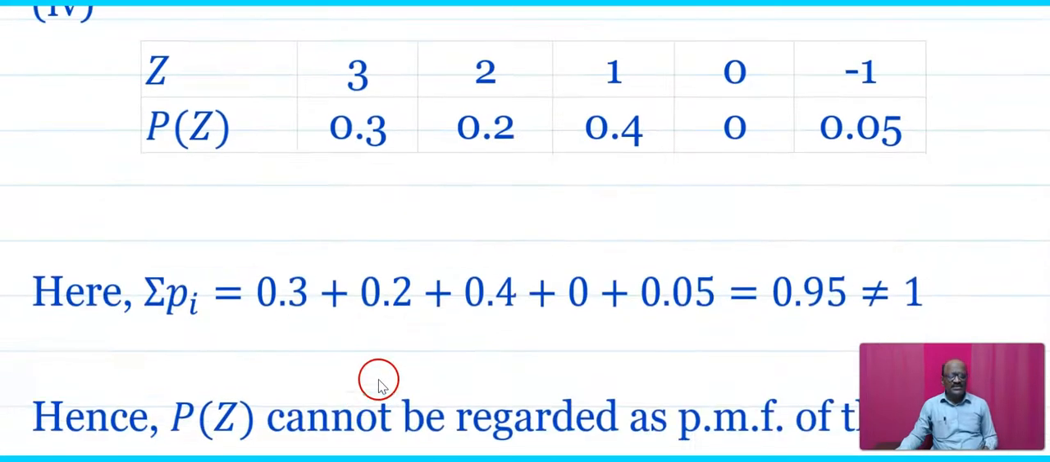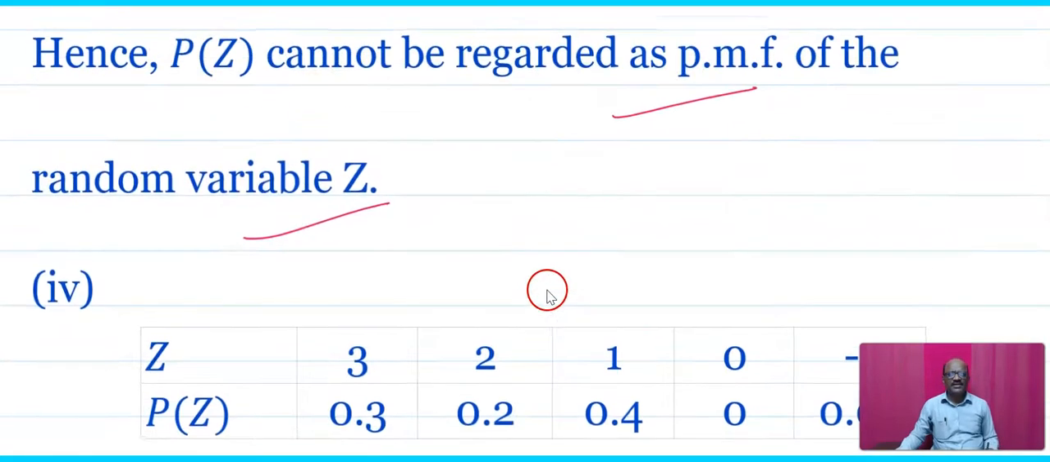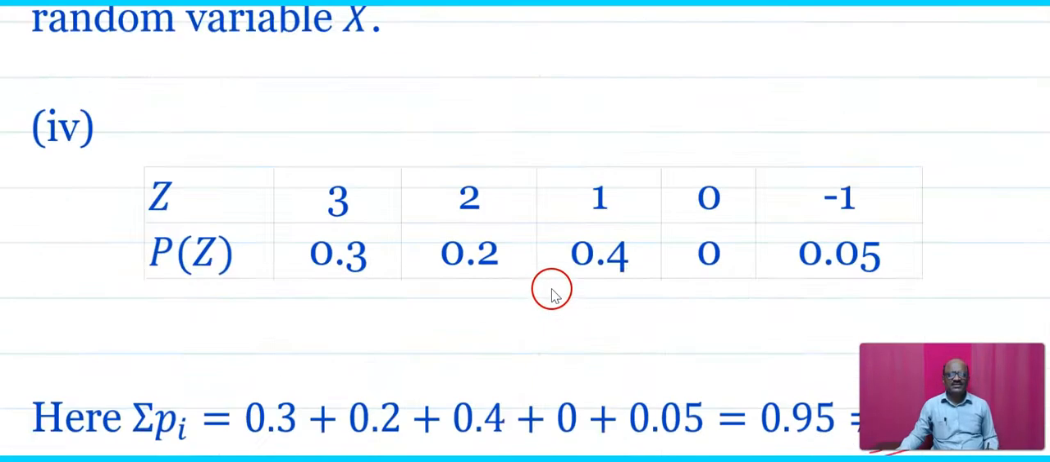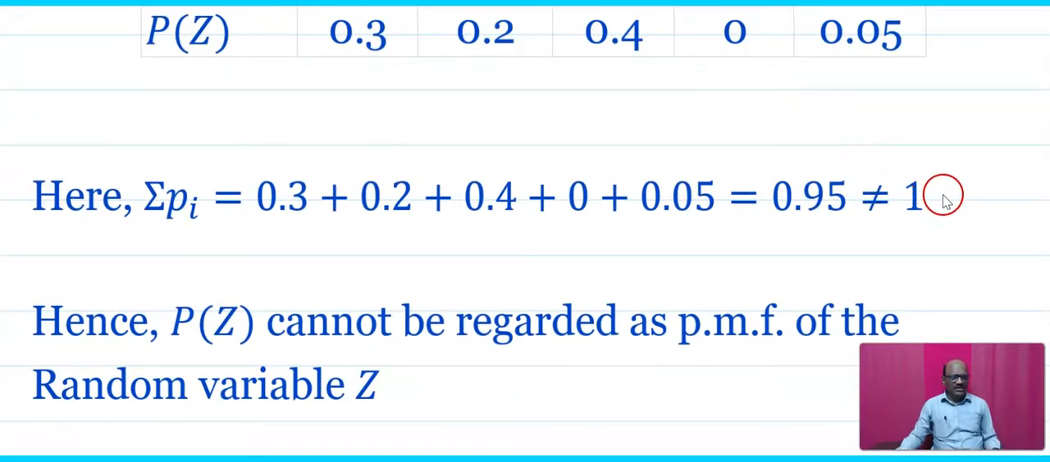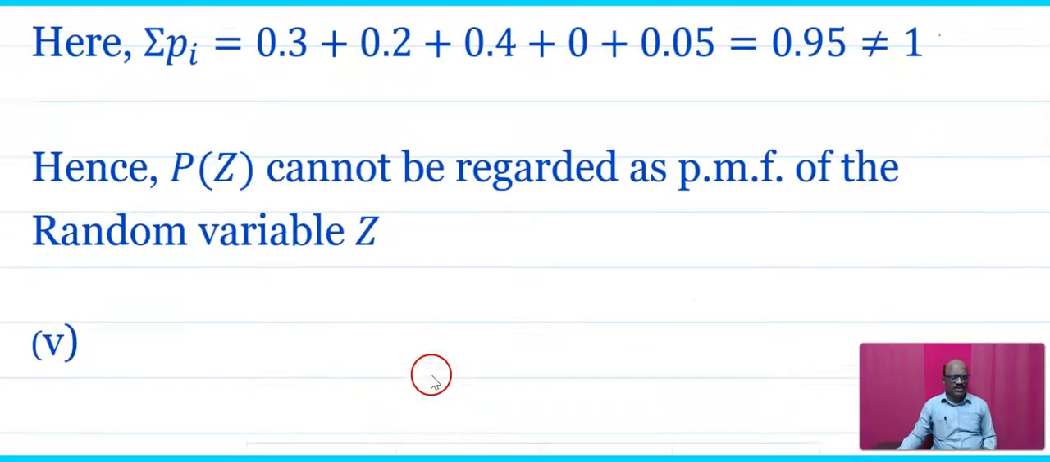Next, the random variable Z takes the values 3, 2, 1, 0, minus 1, and their probabilities are also given. If we add them, I think that it is repeated. Okay, no problem. Its sum is not equal to 1, and therefore P of Z cannot be regarded as the PMF.